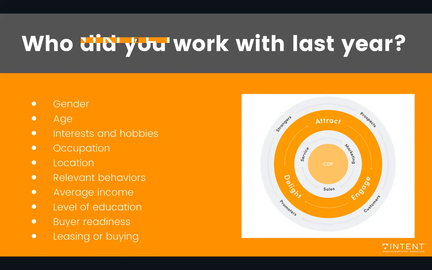But what we really want to do is ask ourselves the real questions. What were the genders? What were the ages? Did they have sort of a common background? Were they from a common place? Are you doing mostly regional lending? What were their occupations? Where were they moving to? What behaviors did you know about them during the course of their loan? What was their income? What was their education level? How ready were they to buy when they found you, if they were a specific type of buyer, and whether they were leasing or buying?